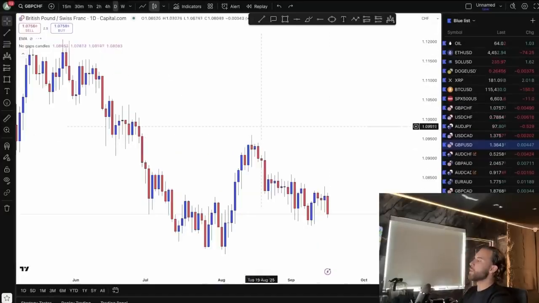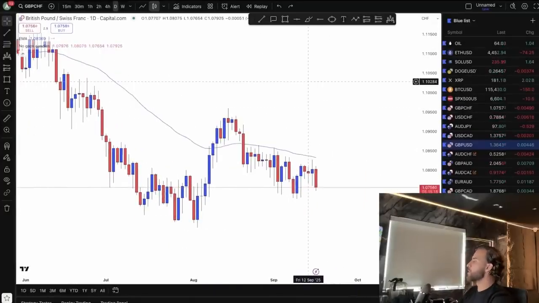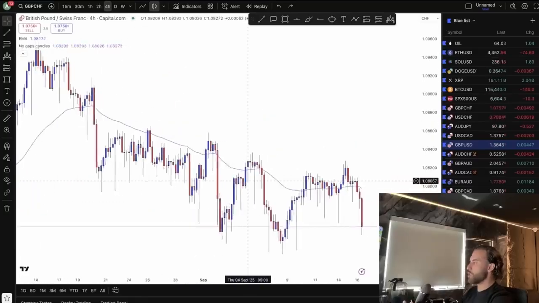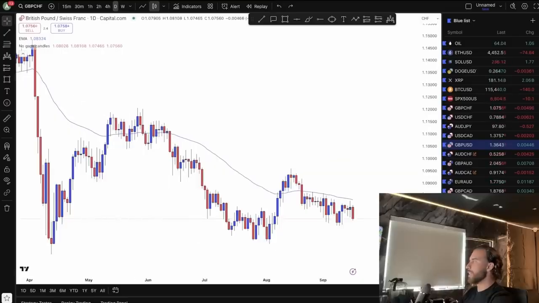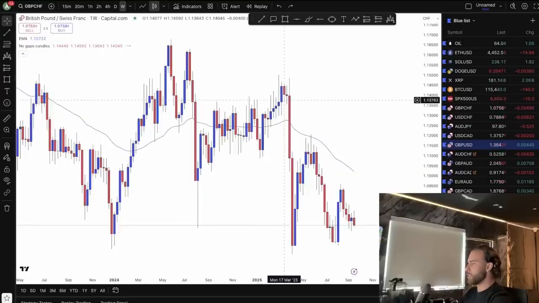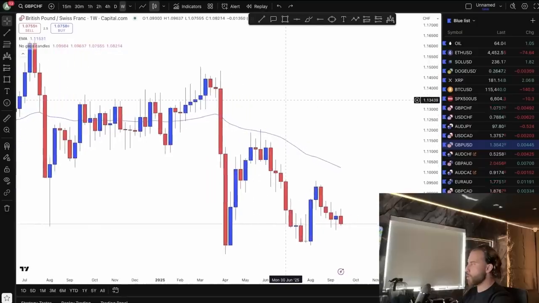For example, let's say we go to GBP CHF, right? GBP CHF, for example, if we were to be looking at it on this time frame, because again, remember, every single time frame, the market structure is going to be different. The market structure on the 4 hour will not be the same as the daily, and the daily will not be the same as the weekly. Every single market structure is going to be different.